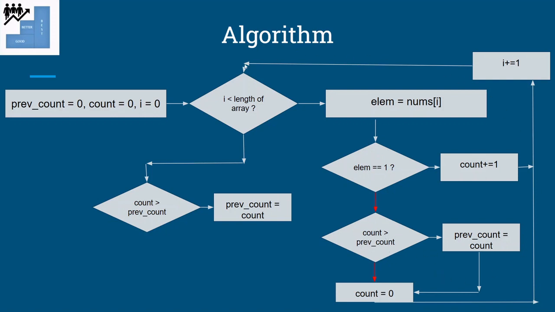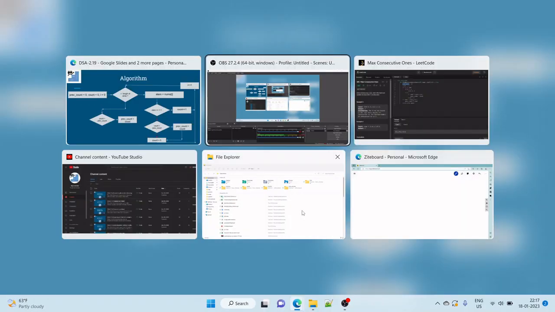All right. And once the array is completely traversed, we'll again see if the count obtained as of now is greater than the previous count. Store it in the previous count, and the previous count would be our answer. So if this chart looks a bit complicated to you, let's look at the code.